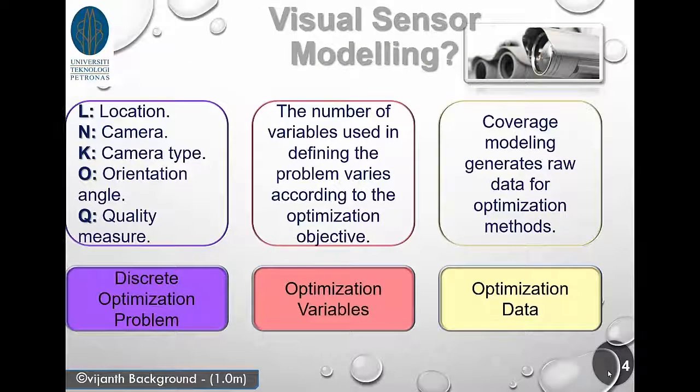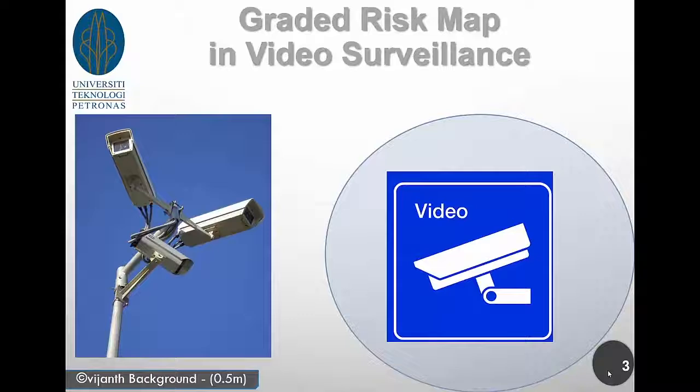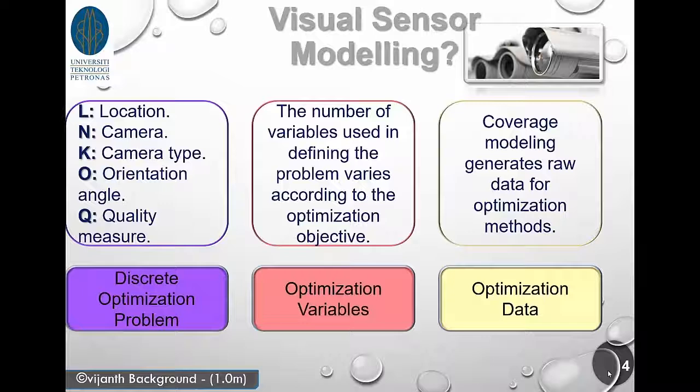So when we first looked at visual surveillance, when it comes to image sequences, we found that there are a lot of parameters that we have to look at. We have to see the instance location, the number of cameras, the camera type, the orientation of the camera, which can be pitch, roll, and yaw, and the quality of measure. Each camera has a different quality of measure, so which variables do you really want to use, and how are you going to do the modeling for this?